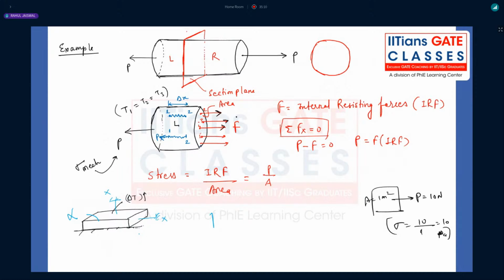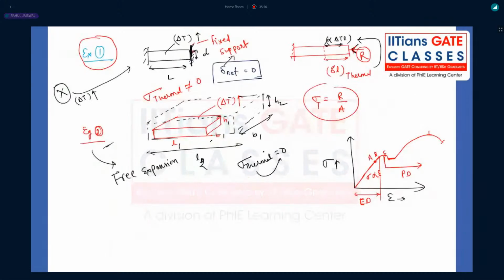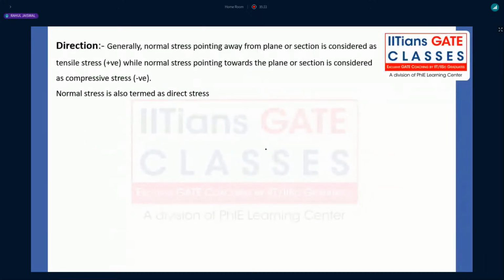So this can be framed in a particular MSQ question, right? Already we have seen some questions in the mechanical. That same question can be asked in aerospace also, right? Is that clear, all of you?